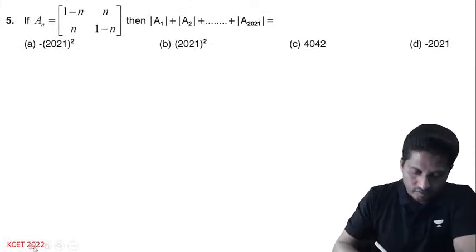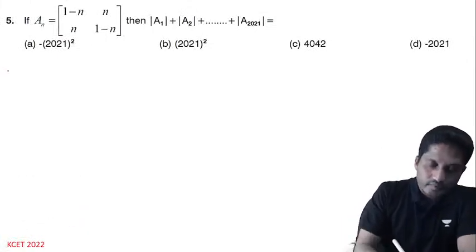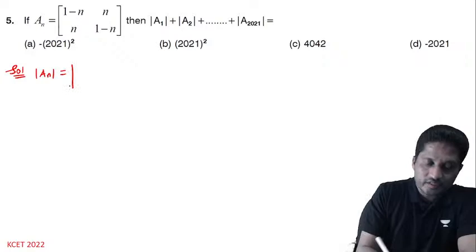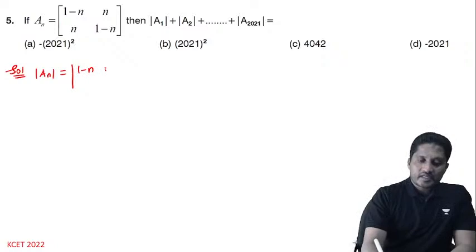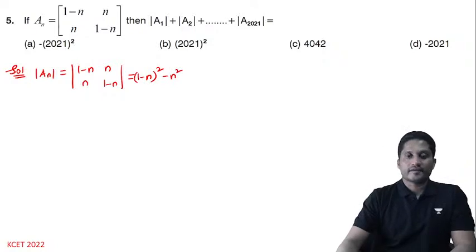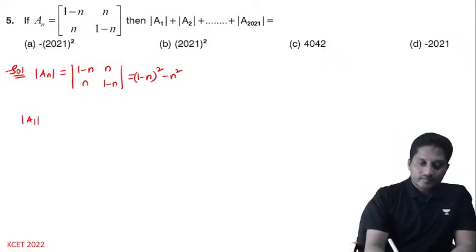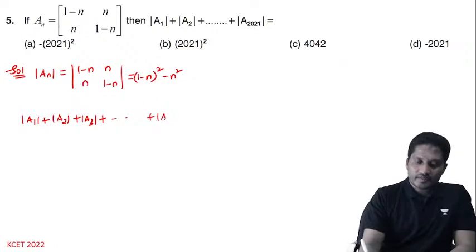Even this is a good question on determinants. See, I'll find a determinant. Determinant of an is equal to determinant of 1 minus n, n and 1 minus n. Isn't it, guys? Expand this determinant: 1 minus n the whole square minus n square. This is determinant of an. We need determinant of a1 plus determinant of a2 plus determinant of a3 and so on up to determinant of a of 2021.